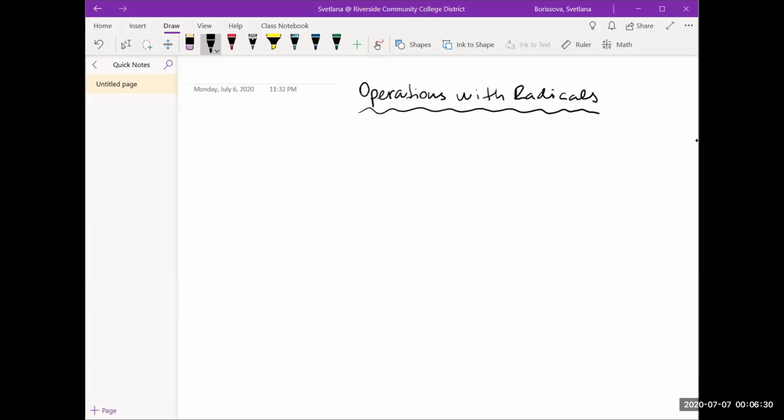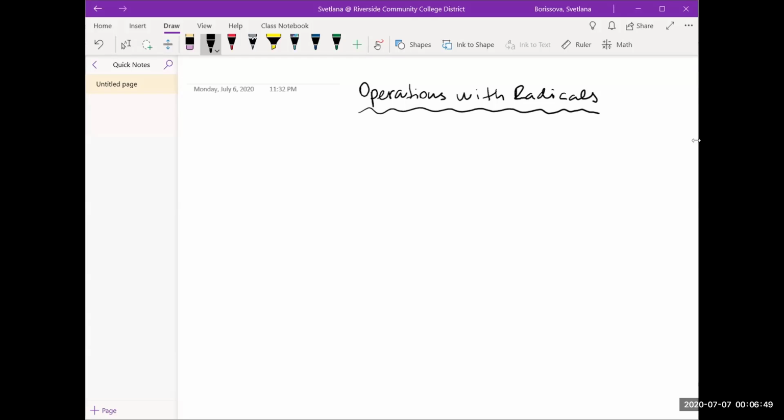Okay. Now, operations with radicals means that we're going to learn how to add and subtract radicals, those two operations come together, and also multiply and divide radicals. So first we're going to look at adding and subtracting.